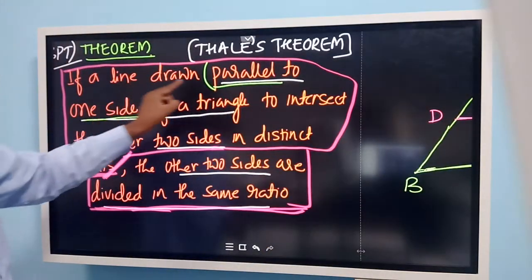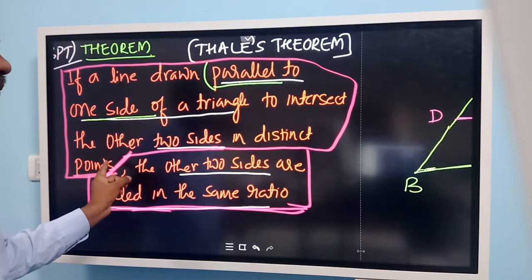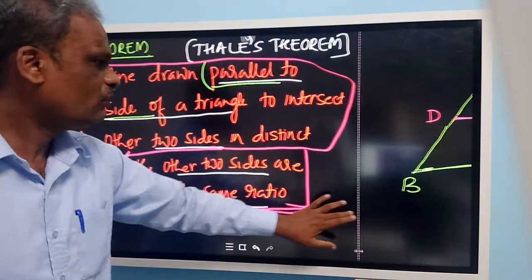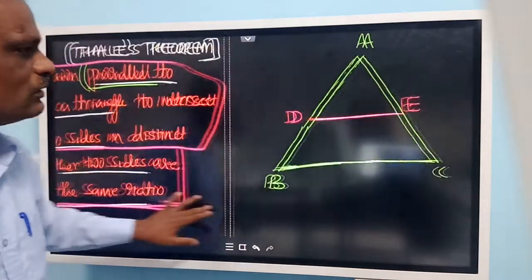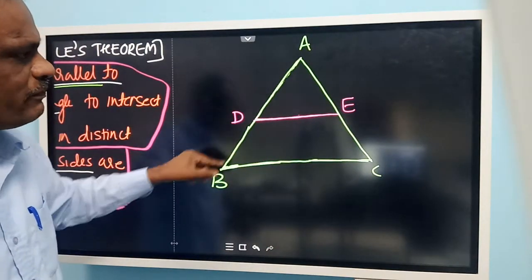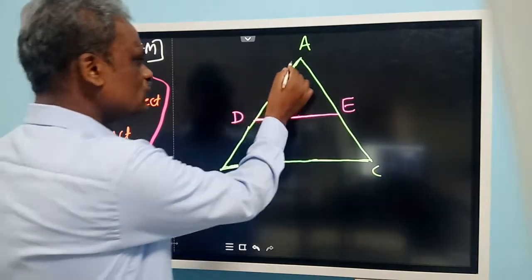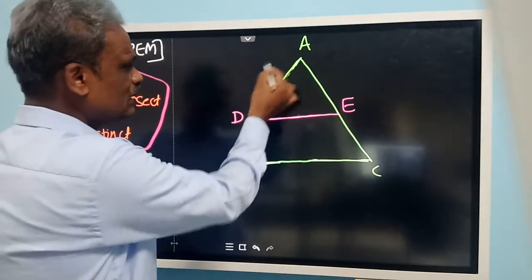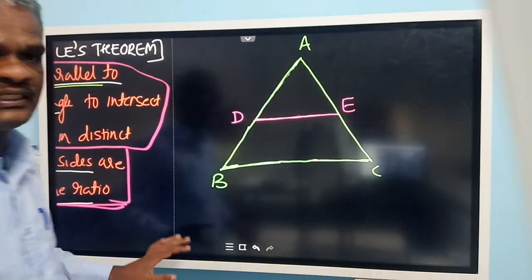Here look at this. A line drawn parallel to one side of a triangle to intersect the other two sides in distinct points. Two distinct points. Now, what you have to prove is that the other two sides are divided in the same ratio. Which are the other two sides? AB and AC are the other two sides. So these two are divided in the same ratio, meaning AD by BD should be equal to AE by CE.